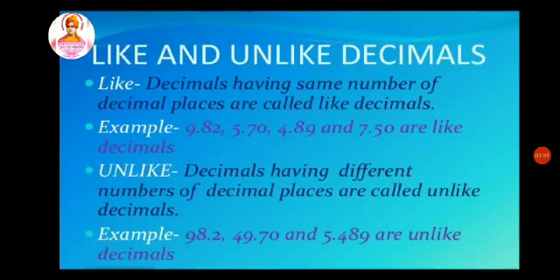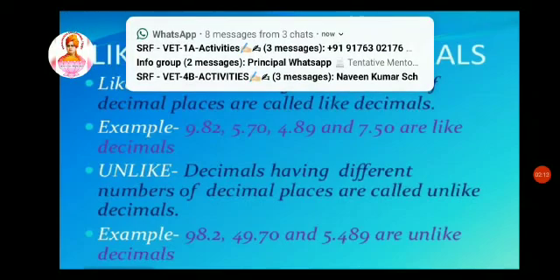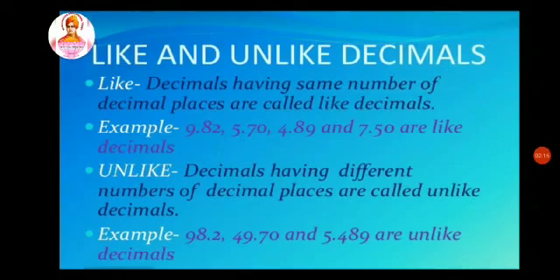So, like fractions, in decimals also we have like and unlike decimals. What are like decimals? Decimals having the same number of decimal places are called like decimals. In a decimal number, we have two parts, the whole number and the decimal part. In the decimal part, if the number of decimal places is the same for all the numbers, that is called like decimals.